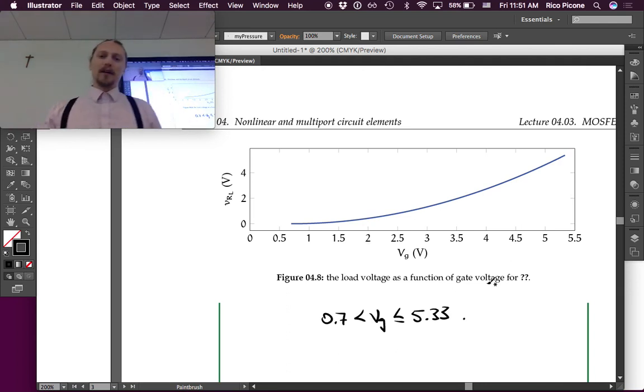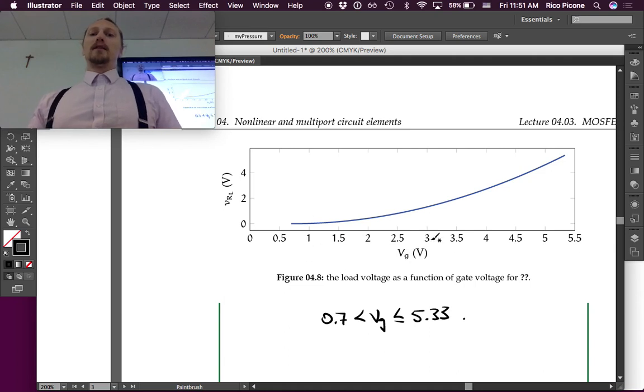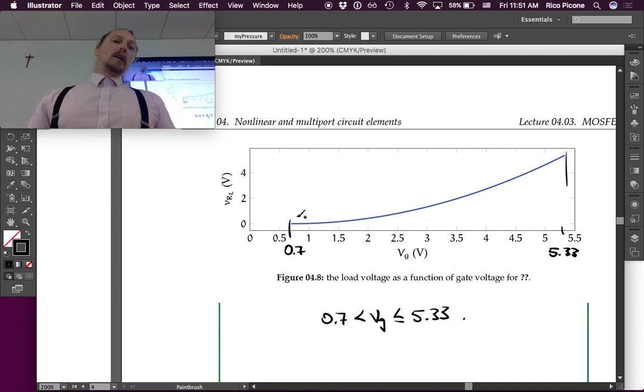And what this blue curve says is, if you change this gate source, or the signal source, within your range, from 0.7 up to 5.33, the voltage across the load is going to go from approximately 0 up to approximately 5 volts.